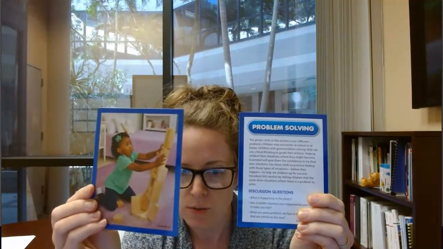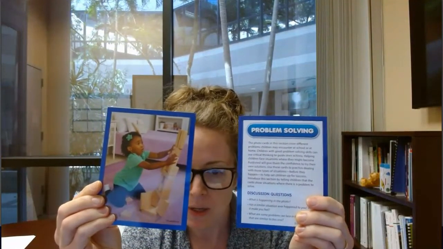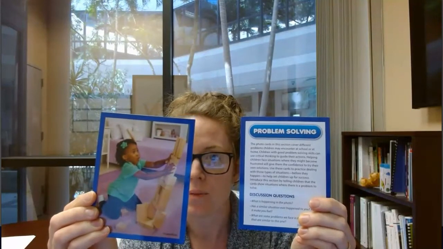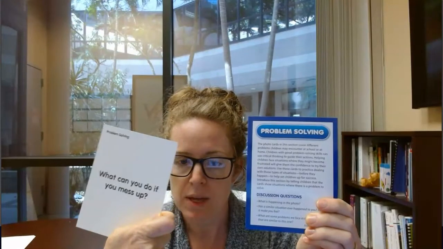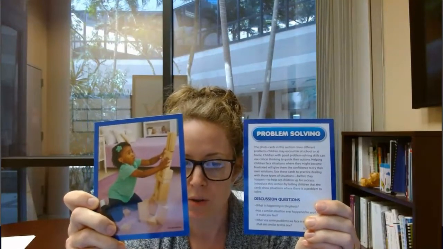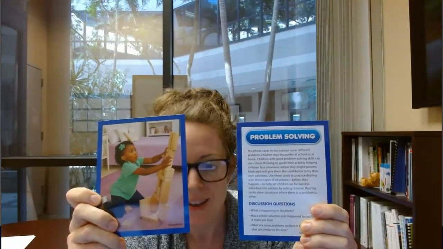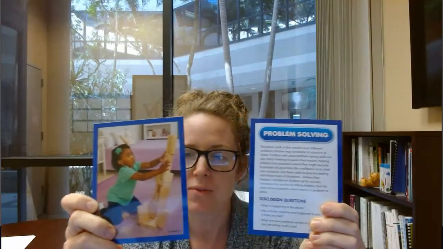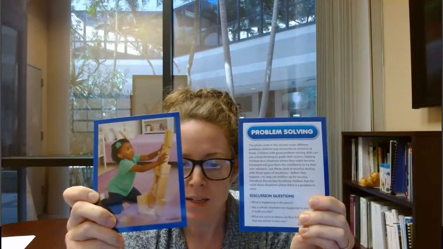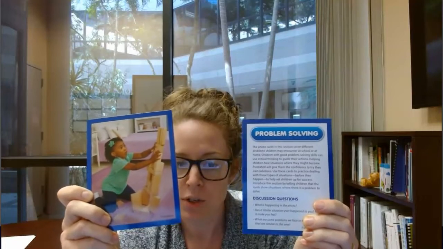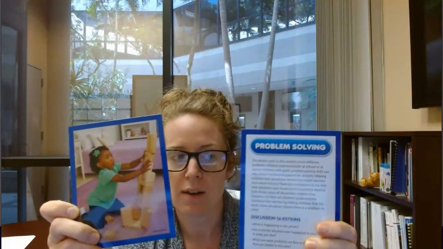Another example here, so for example, problem solving. So again, we have directions on how to use these cards, and then we have photo cards. So this is one of a little one who is building a tower, which is about to fall over. And so the question on the back, what can you do if you mess up? So the conversation that you can have with your child around this is that we all make mistakes. What do we do when we make a mistake? How do we fix our mistakes? That is an important understanding for children to have and important conversations for you to have with them.